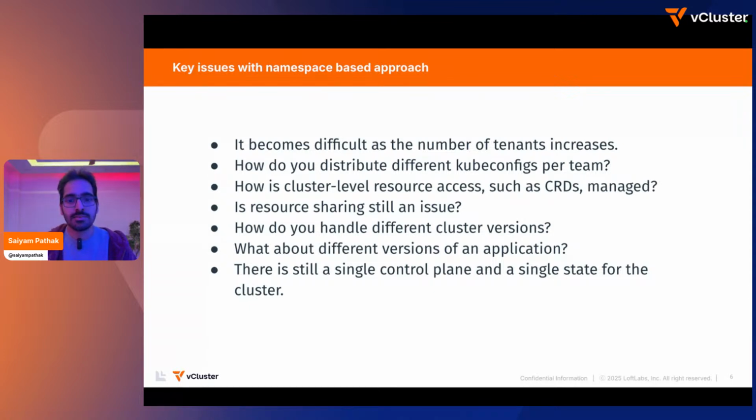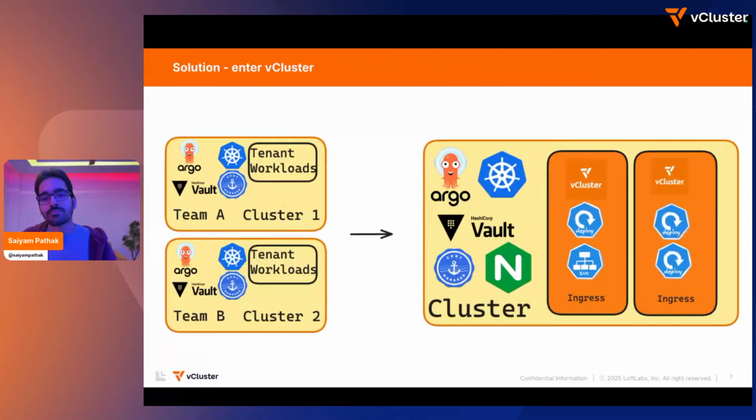And then there is still a single point of failure, which is a single control plane where it is all running, because it is running on the host cluster, segregated only by the namespace. Every call that every tenant is doing is going to the API server of that host cluster, the simple Kubernetes cluster. So these are the key issues, and this is where vCluster comes in.